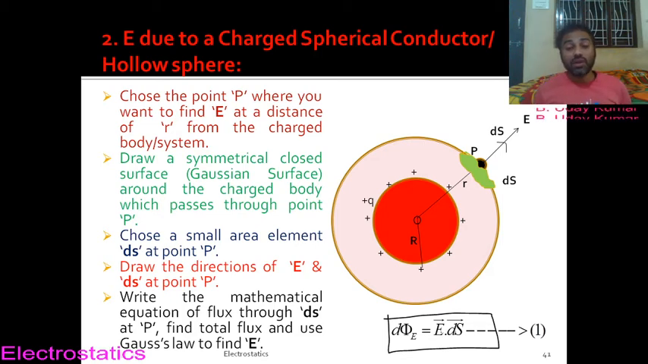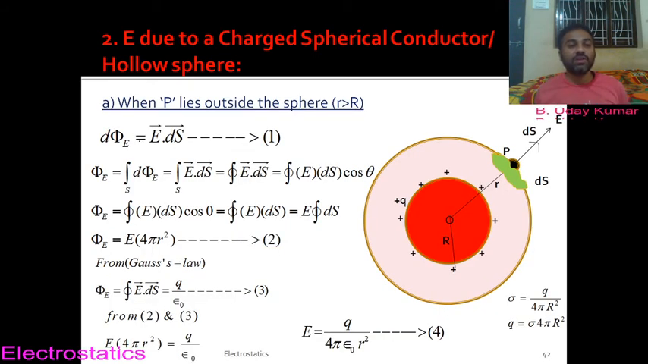Anyway, so now you know the flux that is passing through ds. Now, to find the total flux, what do you do? You just integrate this equation. That will be there in our next slide. So this is the flux that is passing through ds, or that is coming out of ds. That is taken as equation 1.